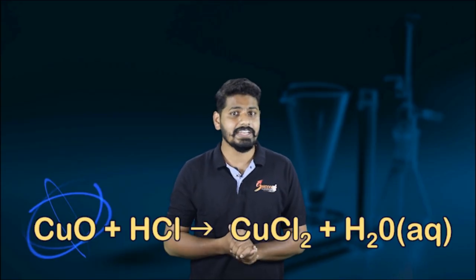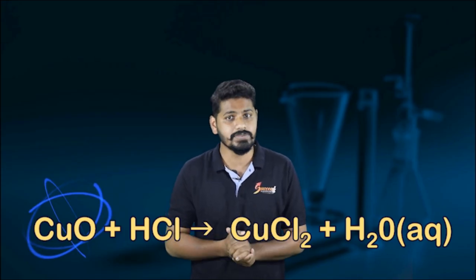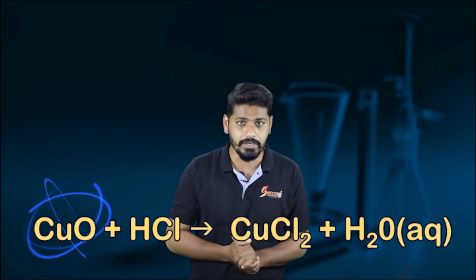Guys, keep this in mind. Whenever the acid is reacted with a base, it forms a salt along with the liberation of some amount of water. The same thing happens when acid is reacted with a metal oxide, like copper oxide. When it is reacted with HCl, it forms copper chloride along with the formation of some amount of water.